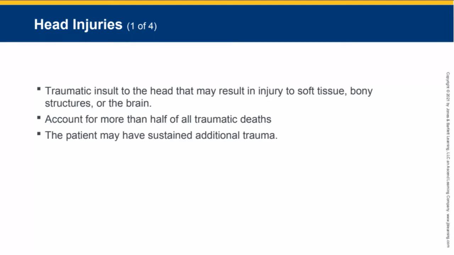Head injuries. That's the one we're starting with first. Head injuries: traumatic insult to the head that may result in injury to soft tissue, bony structures, or the brain itself. It accounts for more than half of all traumatic deaths. The patient may have sustained additional trauma. So this is the worst trauma patient you can get: a patient with head injury and the brain is damaged.